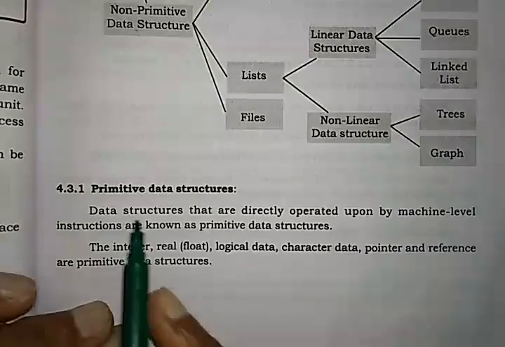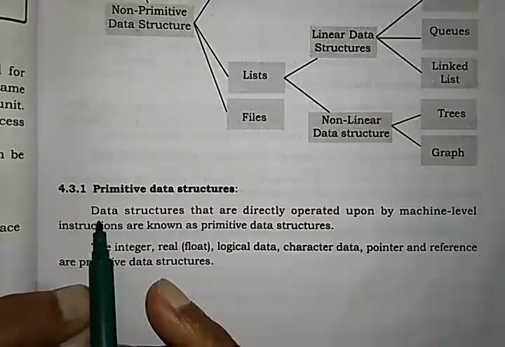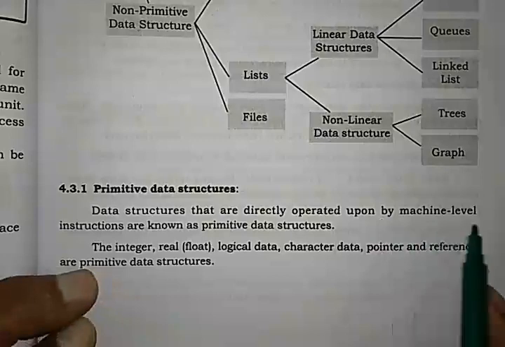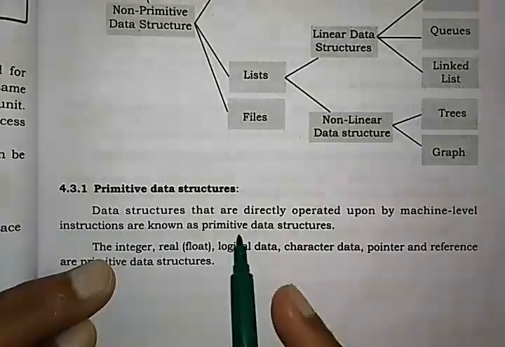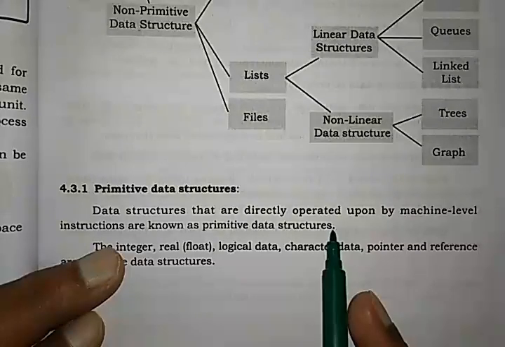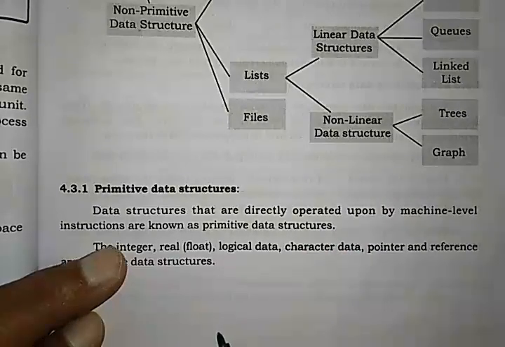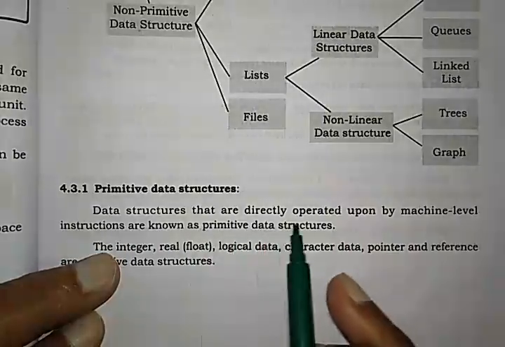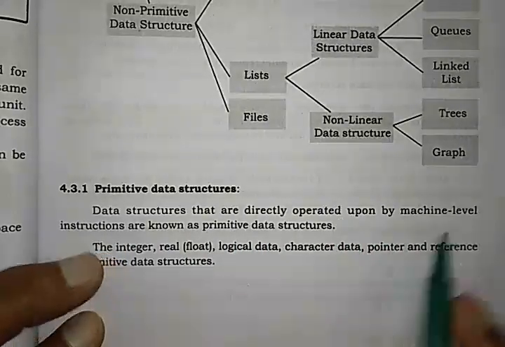So there is one more definition actually. You can write this also: data structures that are directly operated upon by machine level instructions are known as primitive data structures. This is also okay. What I have written is in very, very simple language.